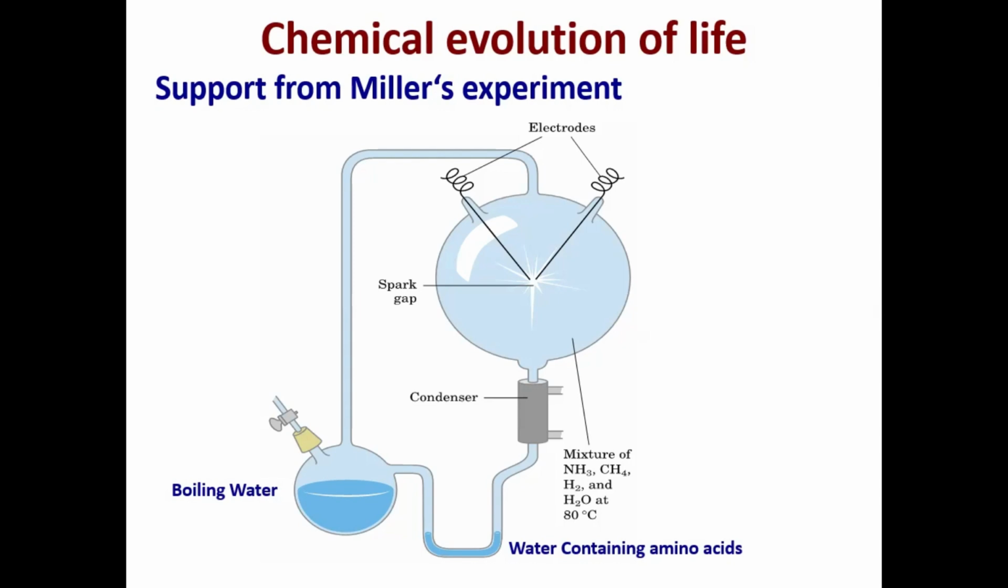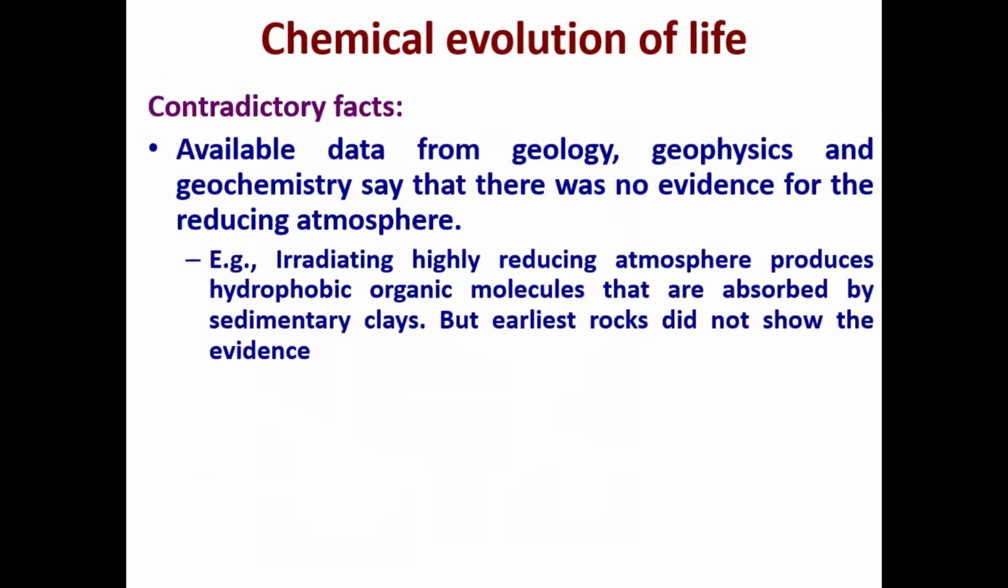But is it true? What do the other evidences say? According to him, there must have been a reducing atmosphere, and in that atmosphere all these molecules could have been synthesized. But there are some contradictory facts. The available data from geology, geophysics, and geochemistry say that there was no evidence for a reducing atmosphere. How are they saying this? Irradiating a highly reducing atmosphere produces hydrophobic organic molecules. Once these molecules are produced, they should be absorbed on sedimentary clays. But the earliest rocks didn't show such evidence.